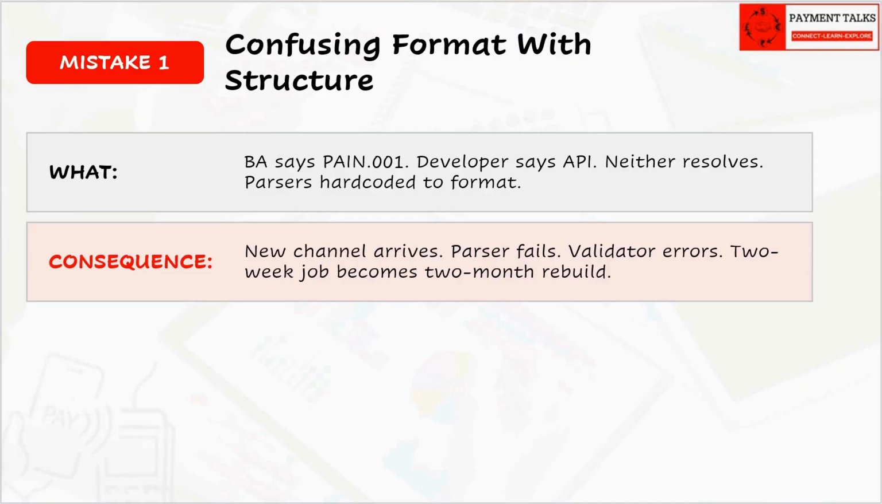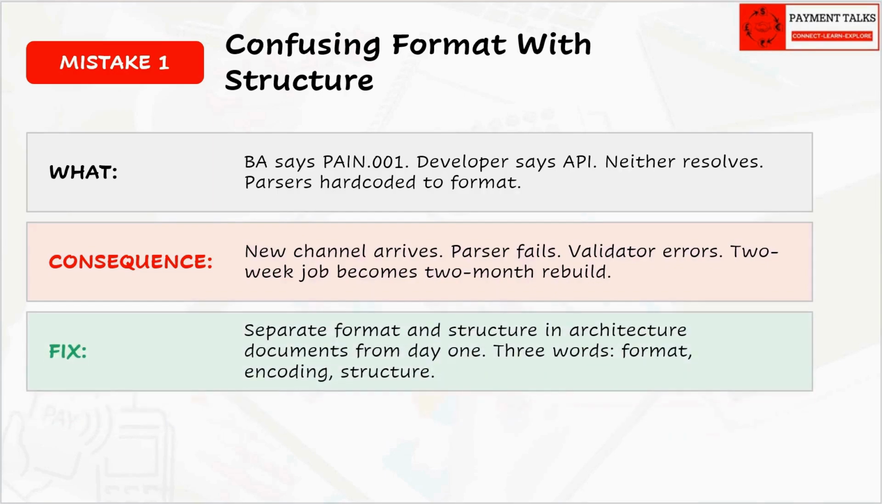The fix? Separate format, encoding, and structure explicitly in architecture documents from day one. 3 words, 3 definitions, agreed in writing at project start. Every person on the implementation team should be able to answer what format are we receiving, what encoding, what structure.